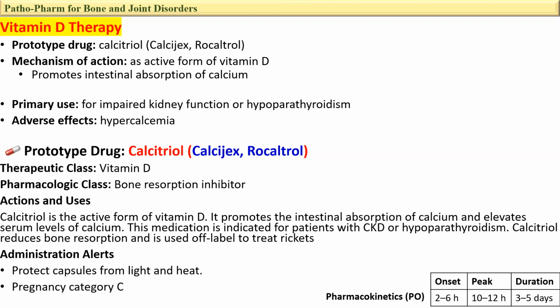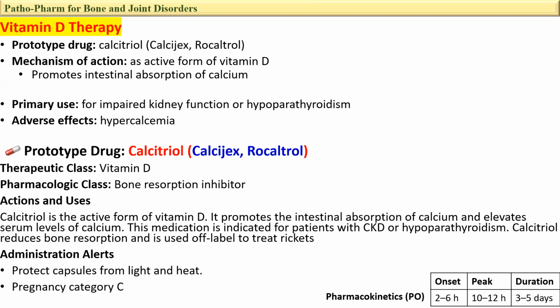So the effectiveness of calcitriol. First of all, mechanism of action. It's vitamin D, calcitriol, an active form of vitamin D. It promotes the intestinal absorption of calcium, reduces the bone resorption, and elevates the serum levels of calcium.